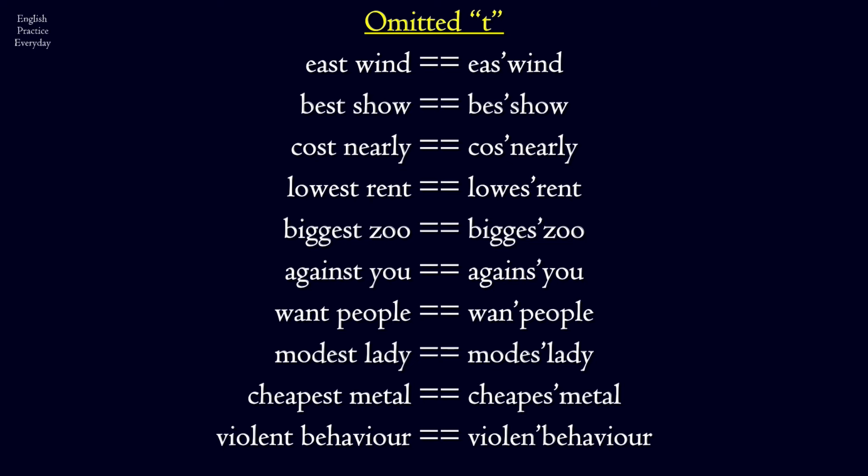Omitted t. East wind would be east wind, east wind, east wind. Best show would be best show, best show, best show. Cost nearly would be cost nearly, cost nearly, cost nearly. Lowest rent would be lowest rent, lowest rent, lowest rent.